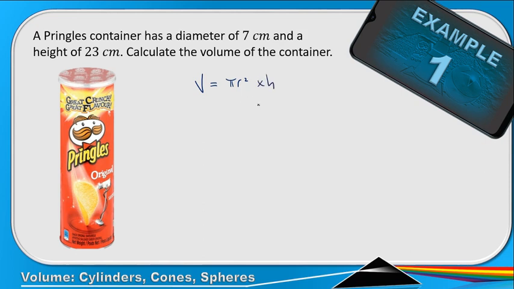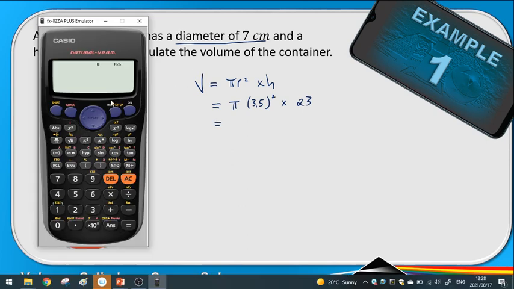Another thing we have to be careful of: here they give us the diameter, meaning if the diameter is 7, our radius will be 3,5, half of the diameter. Now we basically just substitute in our values. So our radius is 3,5 squared times the height, which is 23. And then we type it into the calculator.